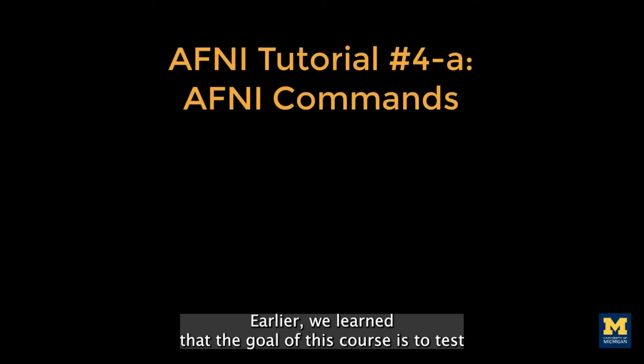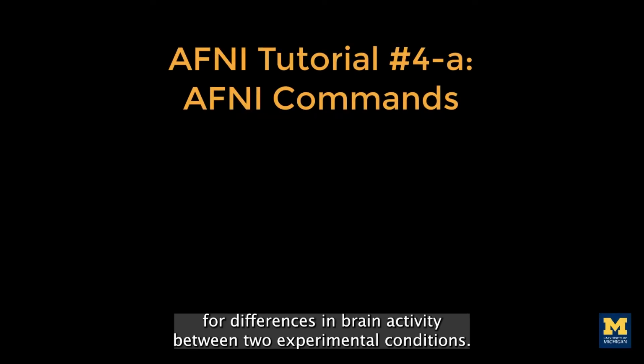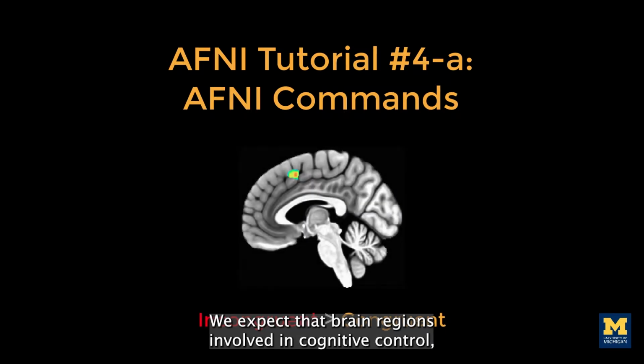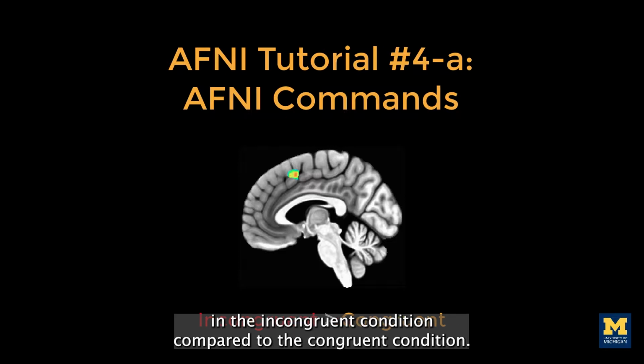Earlier, we learned that the goal of this course is to test for differences in brain activity between two experimental conditions, incongruent and congruent flanker trials. We expect that brain regions involved in cognitive control, a concept discussed previously, will be more active in the incongruent condition compared to the congruent condition.